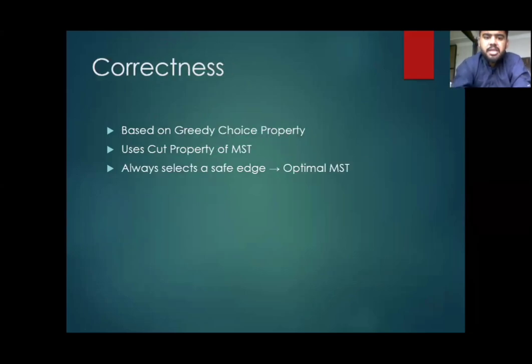Now the correctness and complexity of the algorithm. The correctness of Prim's algorithm is based upon the greedy choice property and the cut property of the MST. Each selected edge is safe and leads to an optimal solution. It always selects the safest edge, which gives the optimal MST.